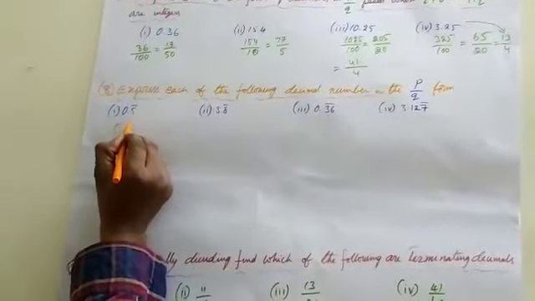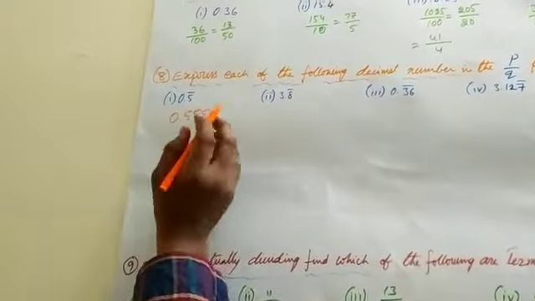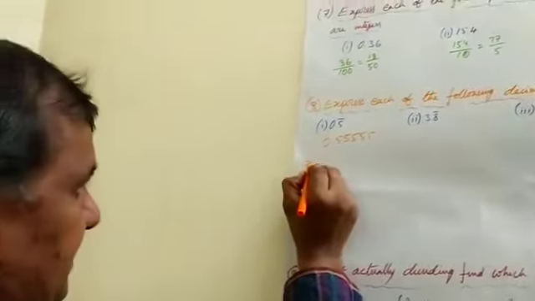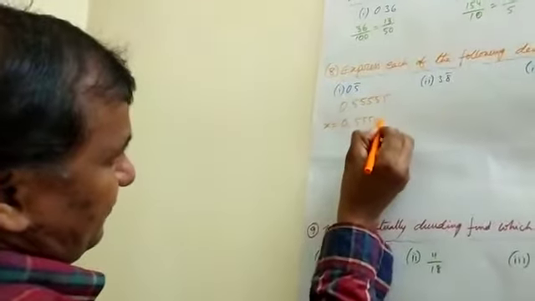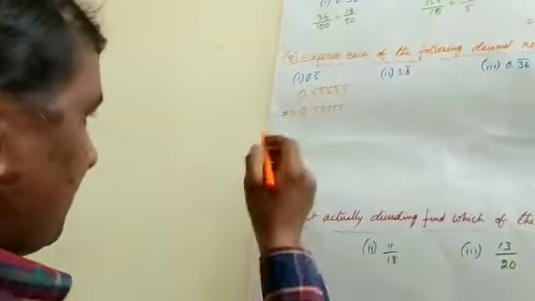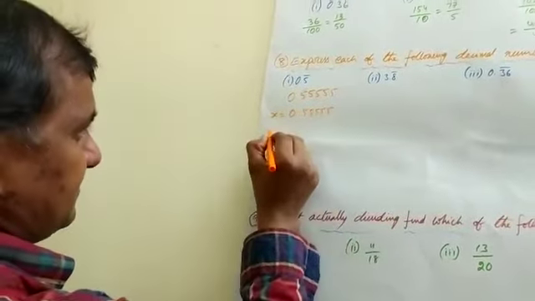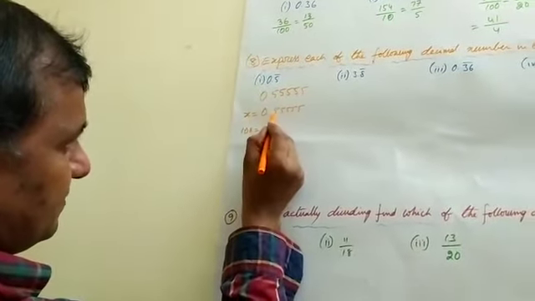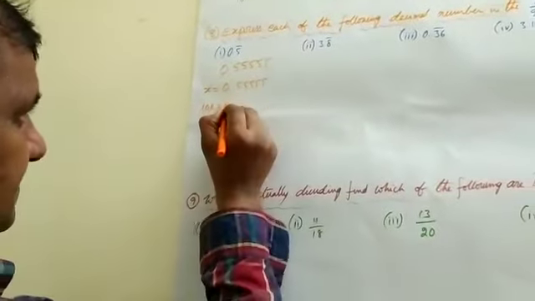0.5 bar, 5 bar means 0.55555 up to so on. How many? So many. Therefore, let us take x = 0.5555, like this. Therefore, multiplication with both sides with 10. 10x is equal to 5.5555, with one digit moving to the right side.